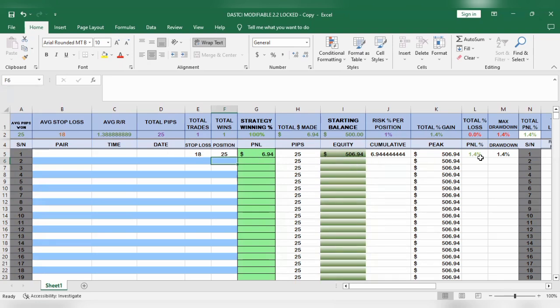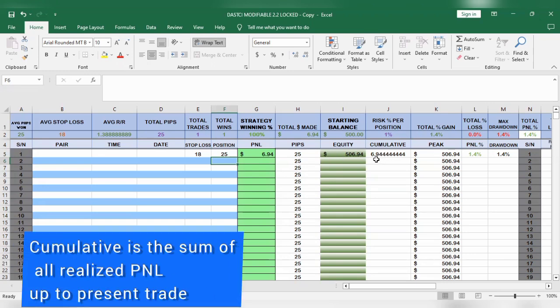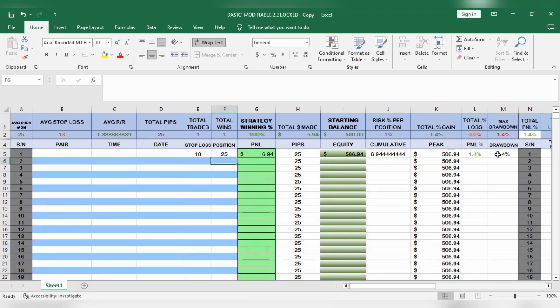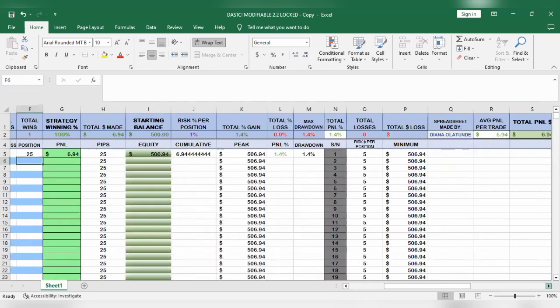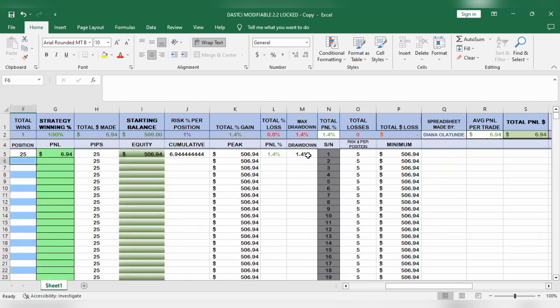Now, the other thing you might want to understand is the cumulative. The cumulative simply refers to the profit on that particular trade. So for this particular trade, you've made a cumulative of 6.94444 in so many places. Now, this is the P&L percentage. For the drawdown, we always disregard this very first number, otherwise it's going to affect the overall computation. So it is from the second digit that you start looking at the drawdown.